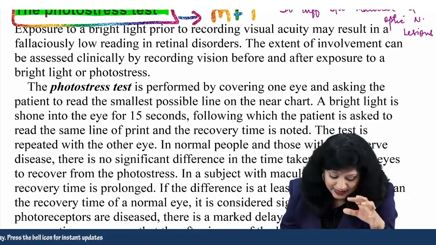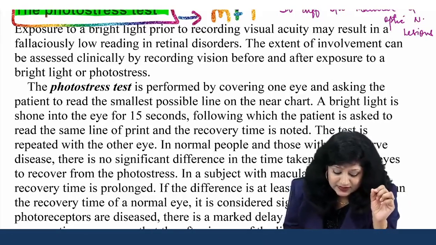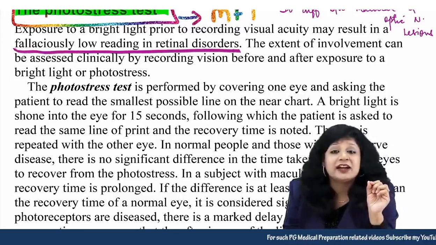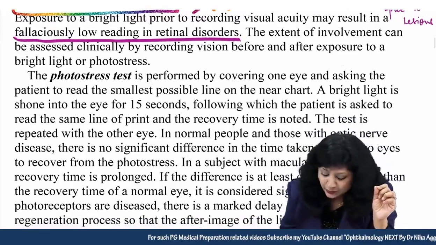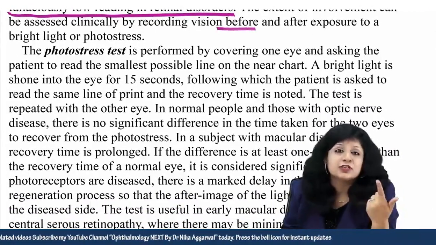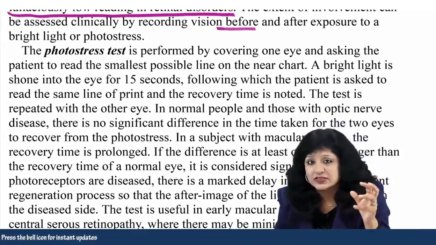Now what they are saying is that exposure to a bright light prior to recording the visual acuity may result in a fallaciously low reading in the retinal disorders. The extent of involvement can be assessed clinically by recording the vision before and then after giving a stress of the light. That is why it is called the photo stress test.